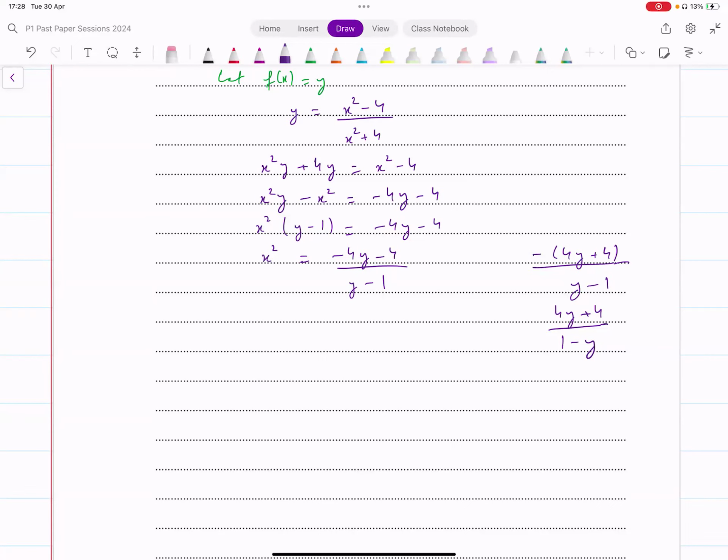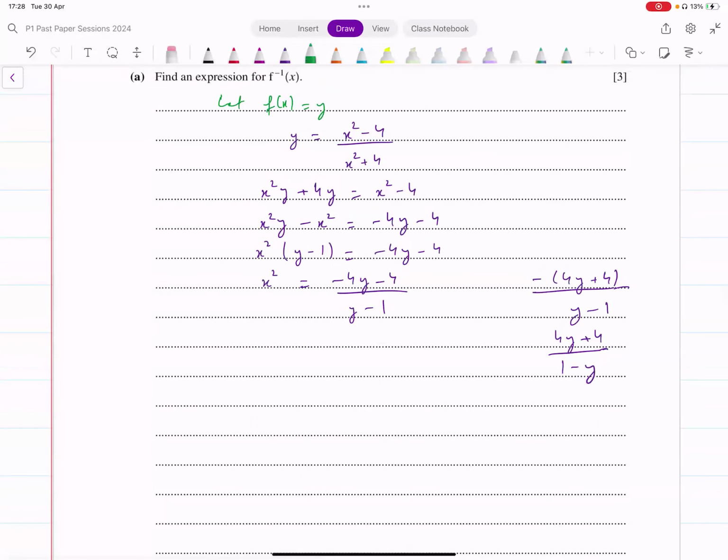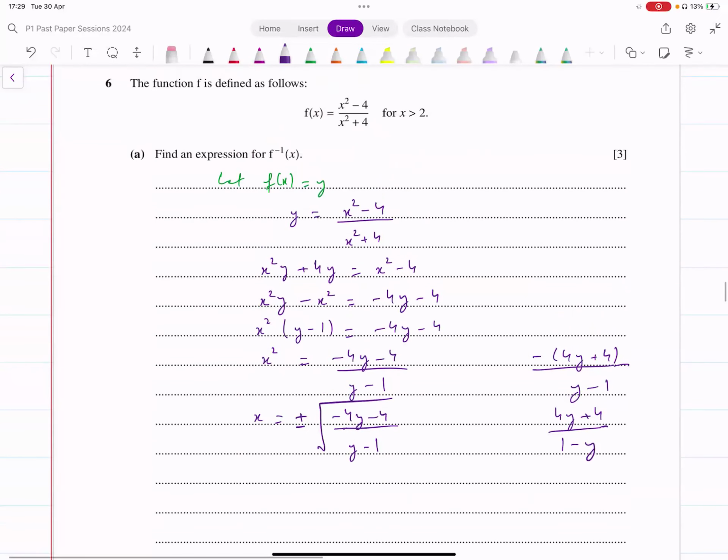All right. Now what we do is we take square root on both sides. How do we take square root? We have to put plus minus. When we take square root, okay, so we get the square root of (minus 4y minus 4) divided by (y minus 1). Now whenever we take inverse and we have some quadratic term and when we take square root at the end, we get plus minus at the end. Now the problem is we need to decide which one of these plus and minus signs is going to work, is going to be applicable here.